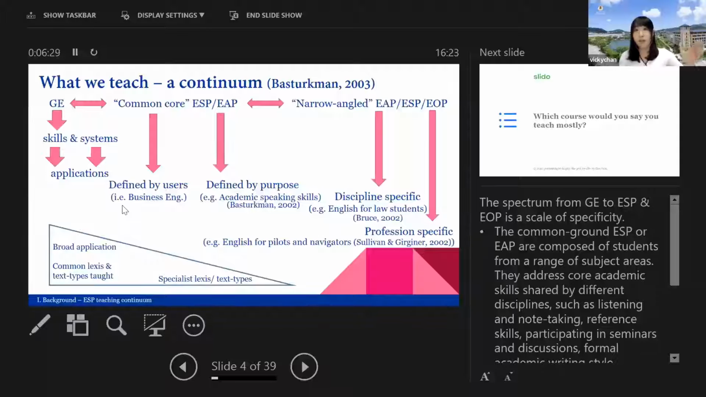From the more general English course, we will start with the broader application of the language. From that, we'll learn a lot of common lexis or the text types. But then as we move towards more narrow focused, then we have to provide students with more specialized knowledge, such as the lexis or the text types would also be more genre specific.